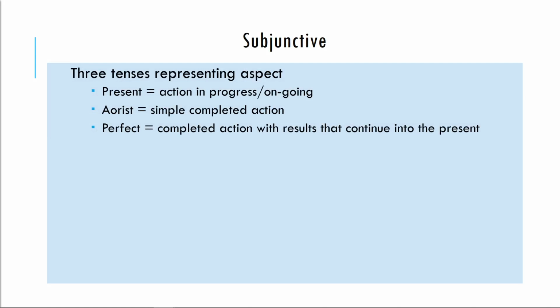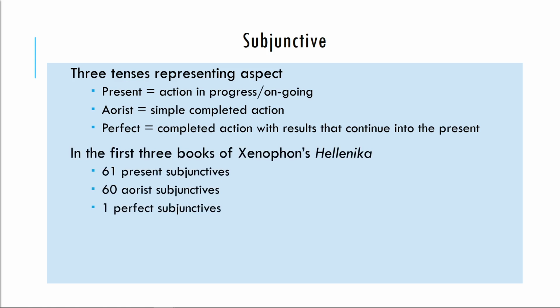So this is what we're used to. This isn't anything surprising. But having looked through the first three books of the Hellenica, I can tell you that there were 61 present subjunctives, 60 aorist subjunctives. Those numbers are not that high compared to a lot of words we've seen. And one perfect subjunctive. So clearly, present and aorist is all we really need to worry about.